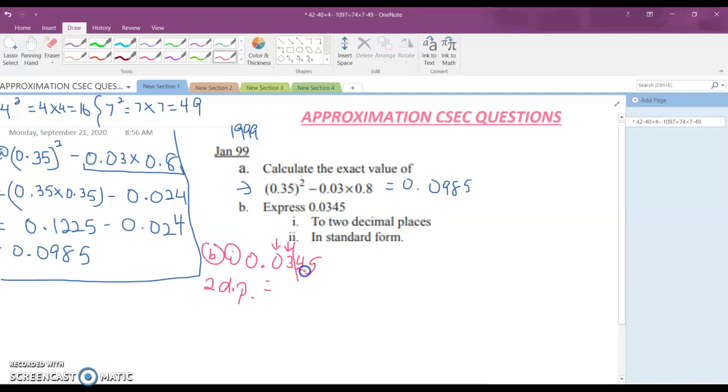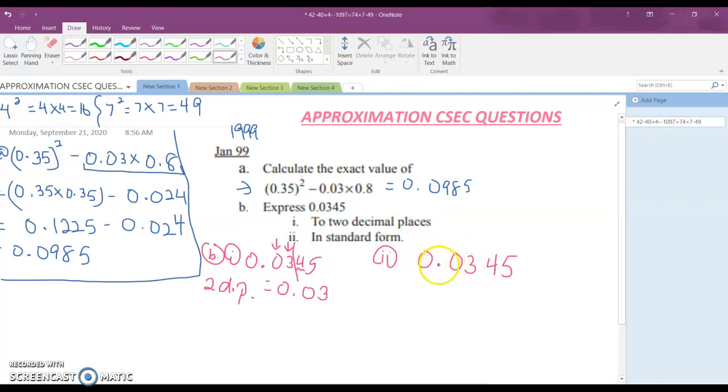Look at the number right after the line. If it's 5 or greater, you add 1. If it's less than 5, you leave it as is. So my answer for part B, part 1 would just be 0.03, right?